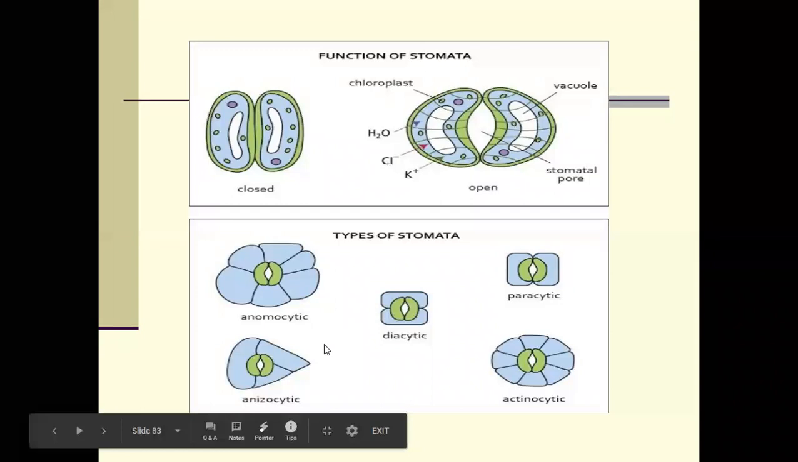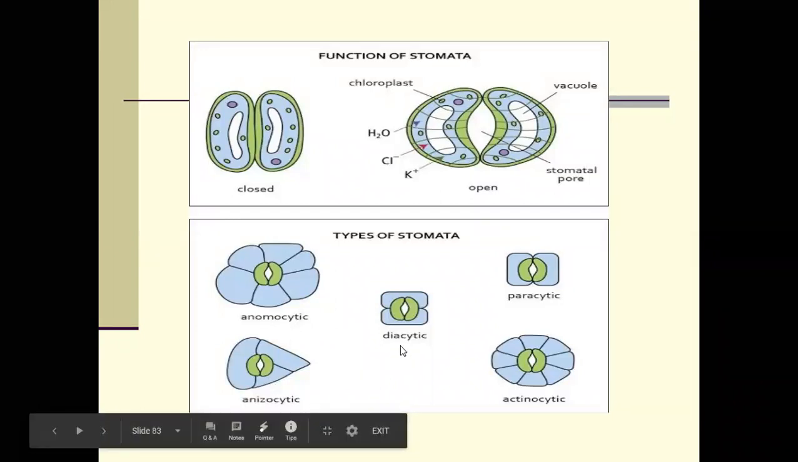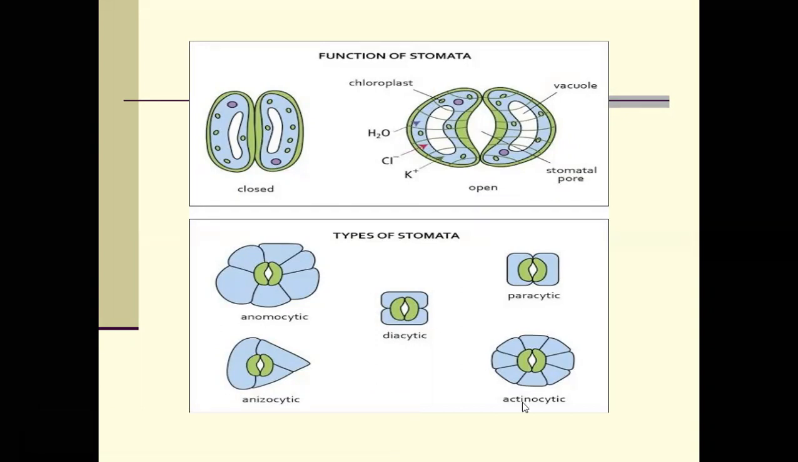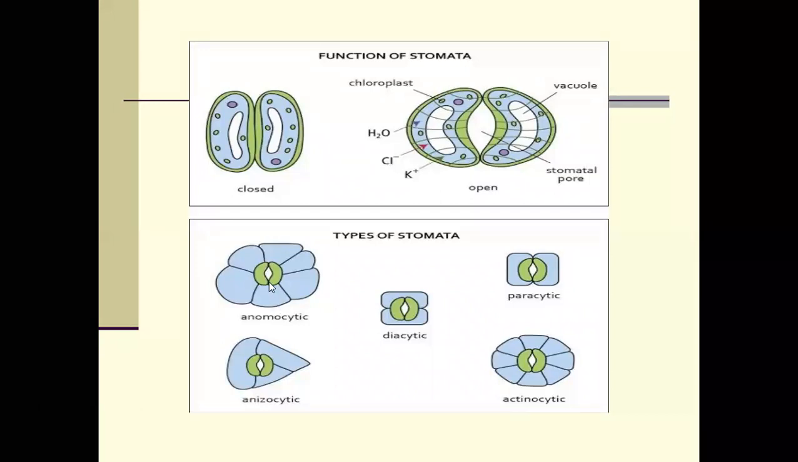classified into the following types. They are anomocytic, anisocytic, diacytic, paracytic, actinocytic. Anomocytic means two guard cells are present. They are bean shaped. Around these two guard cells, a larger number of subsidiary cells are present. These subsidiary cells are similar to the epidermal cells. We can't identify which are epidermal cells and which are subsidiary cells in this stomata. So this type of stomata is called anomocytic stomata.